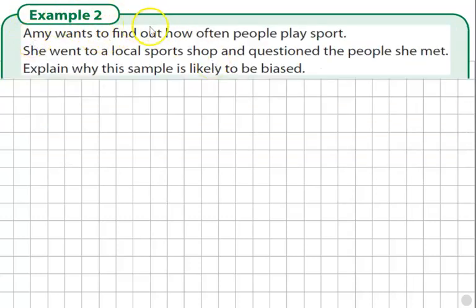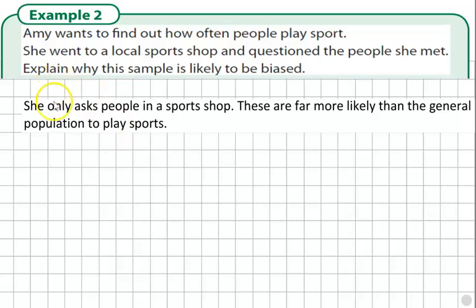Example: Amy wants to find out how often people play sport. She went to a local sports shop and questioned the people she met. Explain why the sample is likely to be biased. She only asks people in a sports shop. These are far more likely than the general population to play sports. So these are the reasons why the sample is likely to be biased. So this word biased comes up a lot in statistics for Junior Cert and Leaving Cert Maths. So it's important you understand what bias means and be able to identify bias.